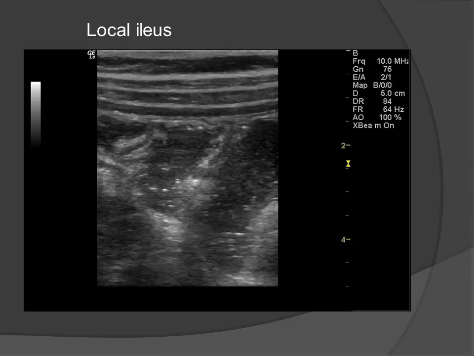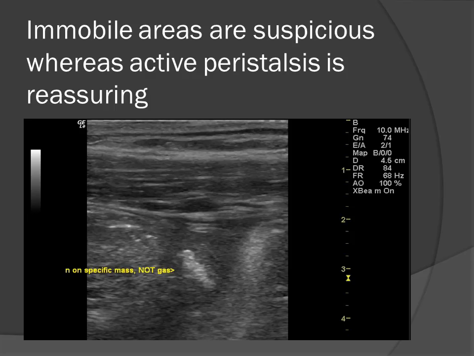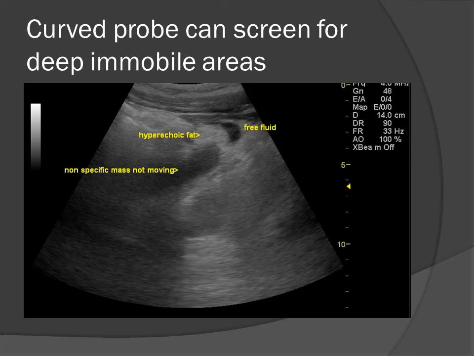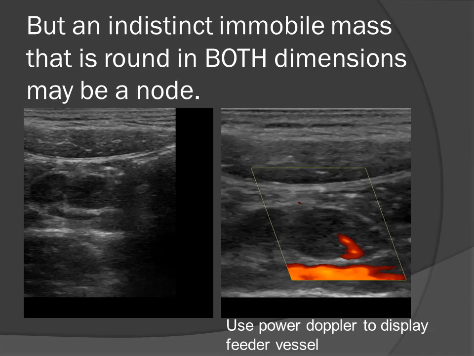Areas of adjacent ileus can be useful signs, as are suspicious indistinct masses and collections. And as I said before, sometimes a scout with a curved probe to show you the big picture can be more useful, particularly when there's a lot of gas around. Sometimes you'll find an indistinct round mass, but if you look at 90 degrees, you'll find it remains an indistinct round mass. These can be quite prominent lymph nodes. If you turn power Doppler on, you can often show a feeder vessel.